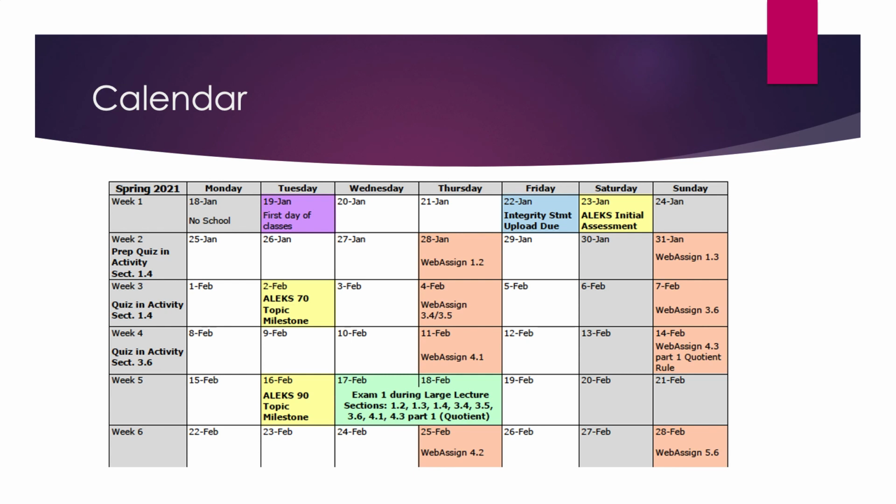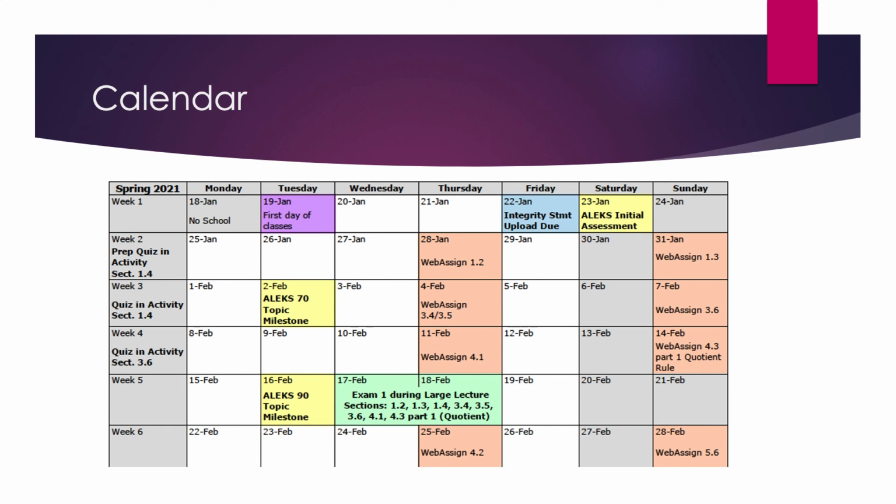And here is a snapshot of our spring 2021 calendar. This is available on the content section of Beachboard and the first page of your course packet. Obviously, you know how to read a calendar. I just want to point out a couple key things to keep you on track for the semester.